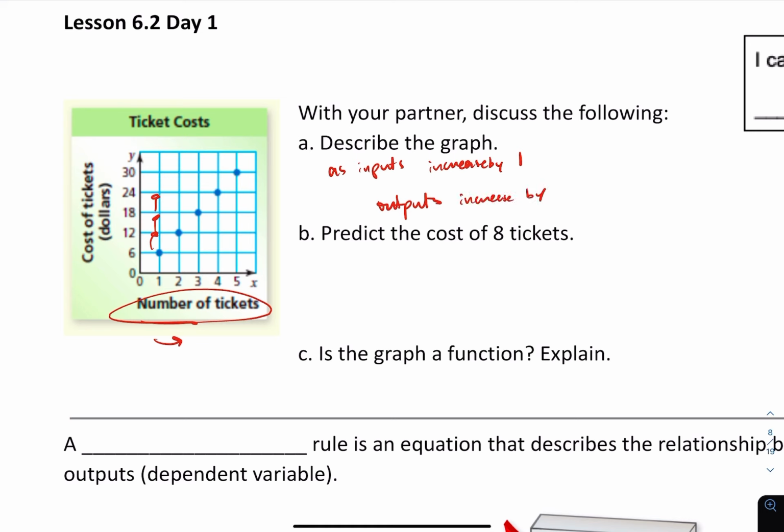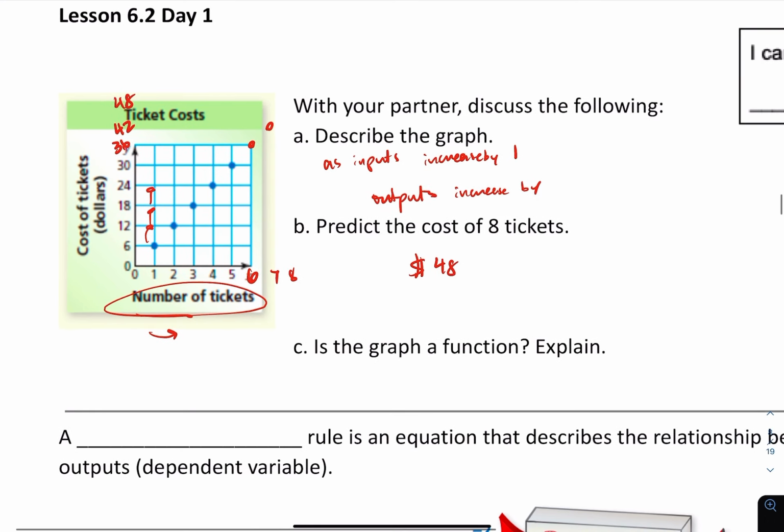So you can use this information to figure out the cost of 8 tickets. So at 6 tickets, it's going to be what? It looks like this is 36. At 7 tickets, it's going to be what? You add 6. At 8 tickets, it looks like it's going to be around 48. So you can say it's going to be $48.